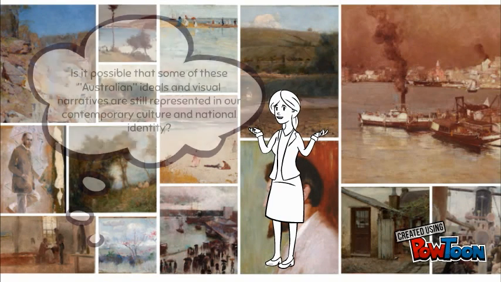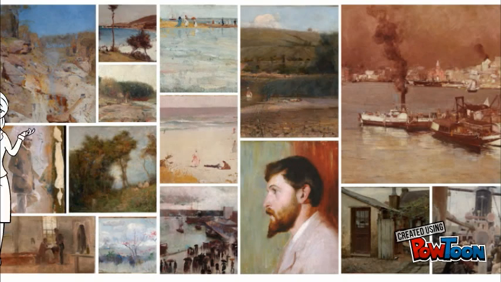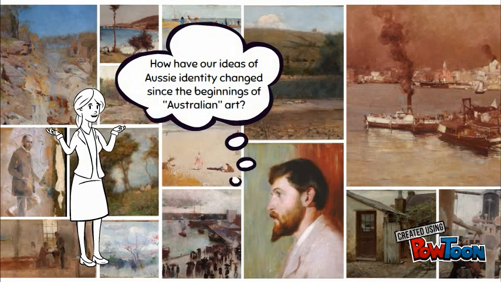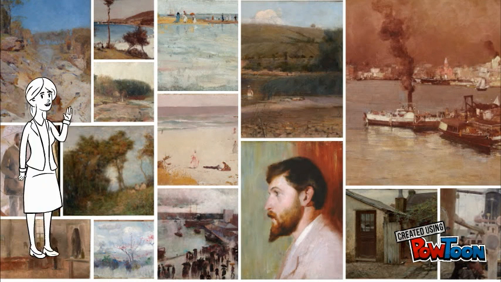Is it possible that some of the Australian ideals and visual narratives the Heidelberg artists painted about are still important or represented in our visual culture and national identity now? How have our ideas of Aussie identity changed since the beginnings of Australian art? The Australian Impressionists give us a starting point to reflect on some of these complex ideas.